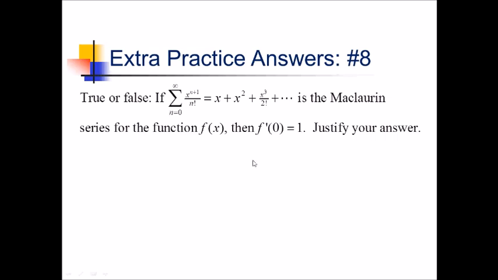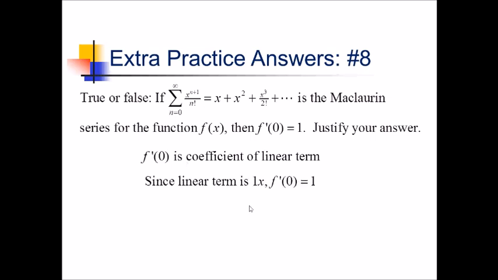Now we know when we're building a Maclaurin series that f prime of 0 is the coefficient of your linear term. So it's always f prime of 0 times x. So that means since up here we just have 1x, f prime of 0 must equal 1, which means that the thing they're saying here is true.